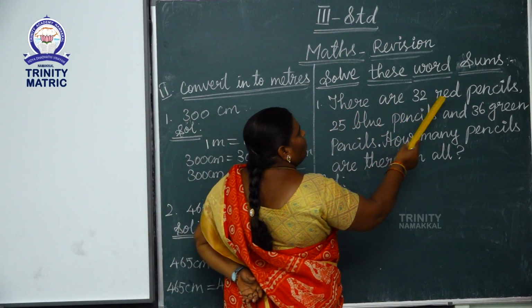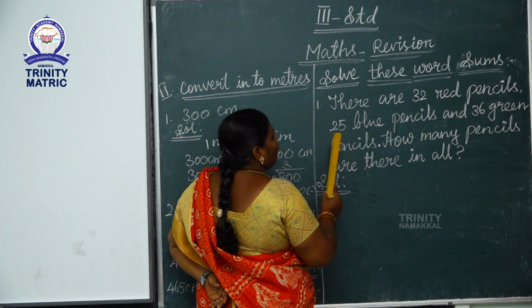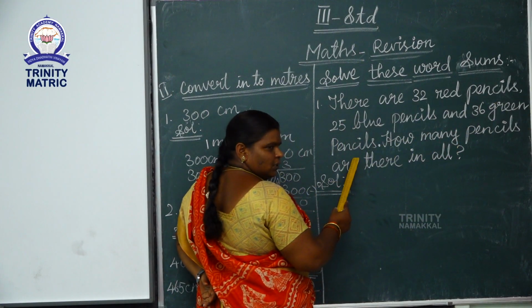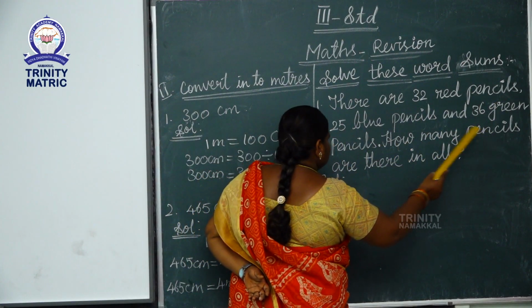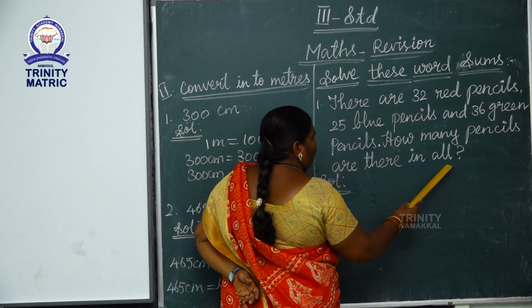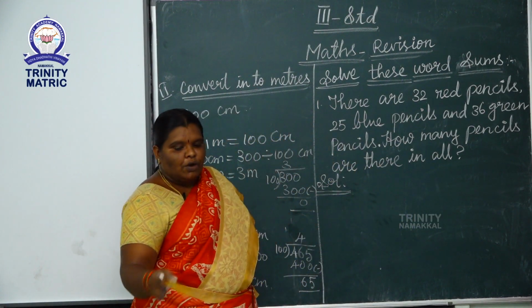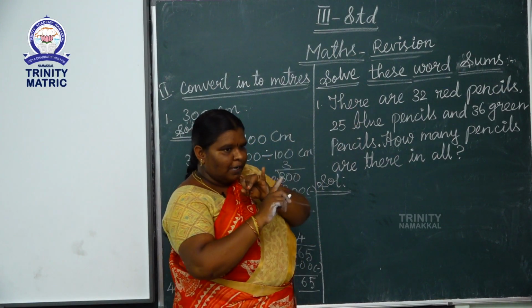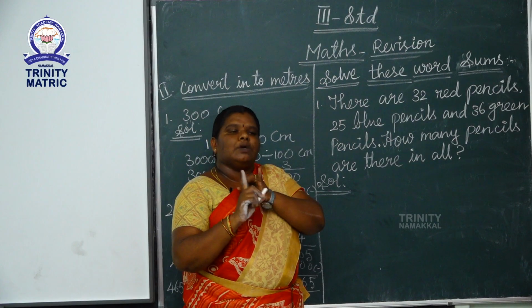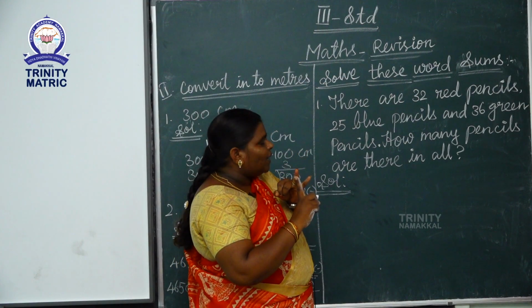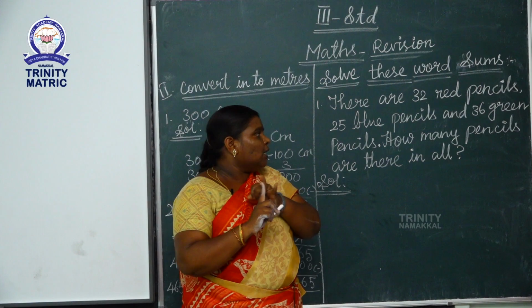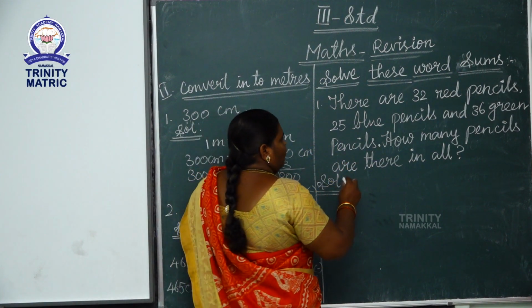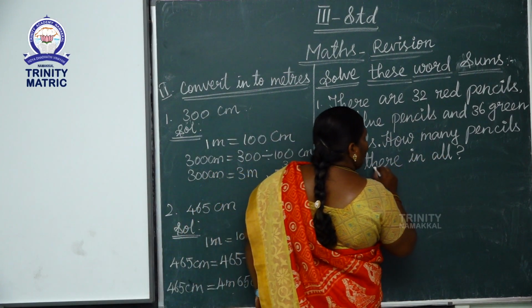There are 32 red pencils, 25 blue pencils and 36 green pencils. How many pencils are there in all? How many red pencils? 32 red pencils. How many blue pencils? 25 blue pencils. How many green pencils? 36 green pencils. How many pencils are there in all?